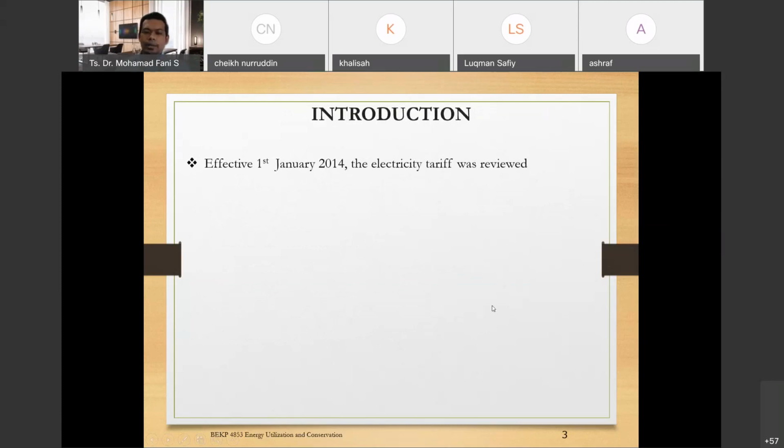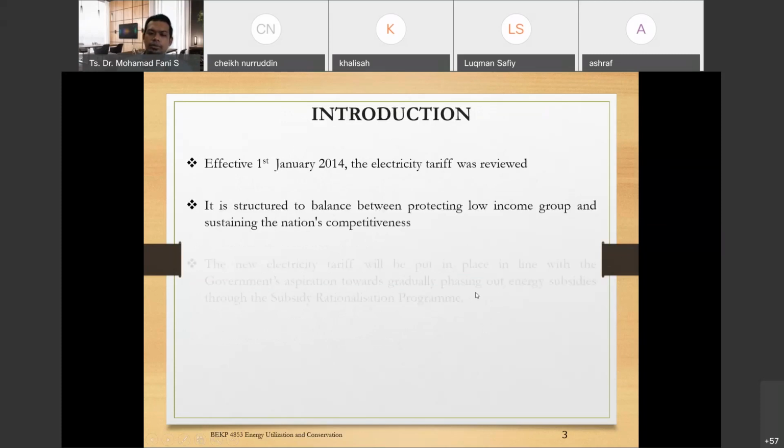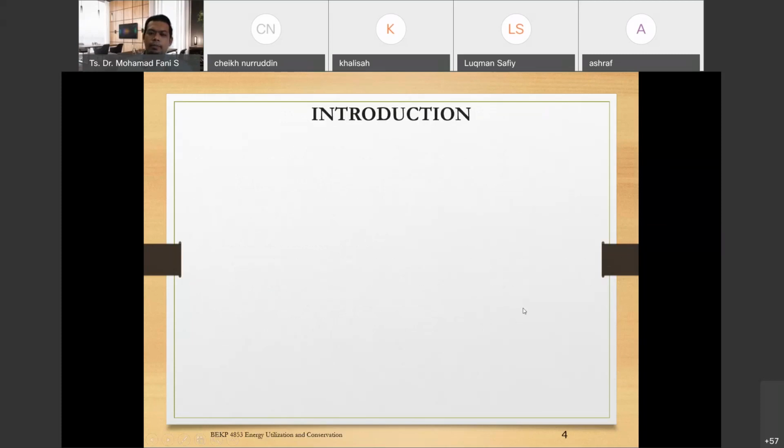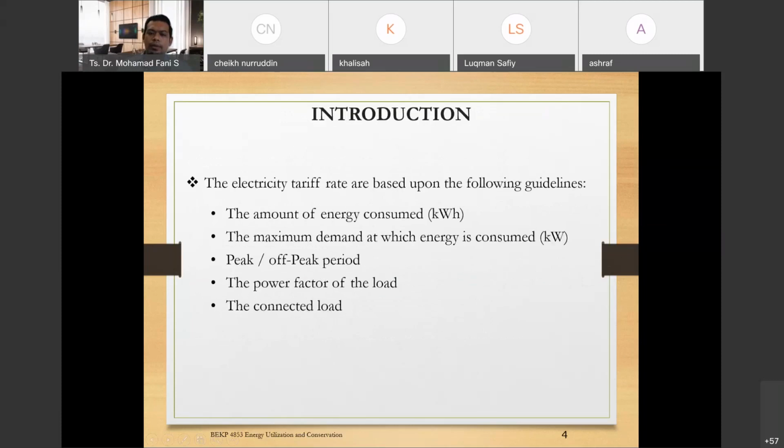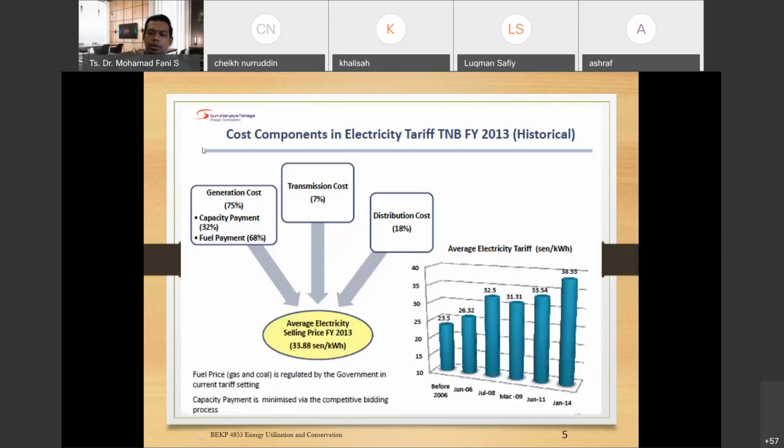Okay, effective 1st January 2014, the electricity tariff was reviewed. Okay, prior the electricity rate based on the utilities. Okay, this one is very important, and I want to stress that in Malaysia we have Energy Commission, another department that controls the price for the electricity.